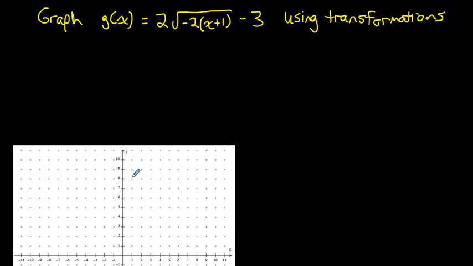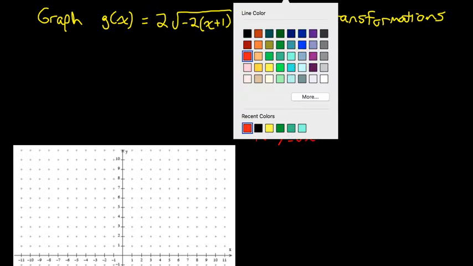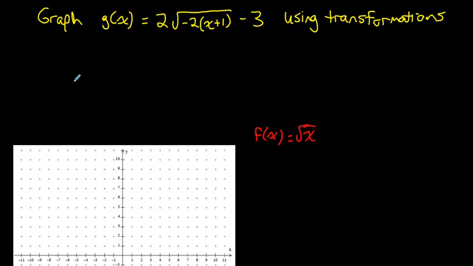So let's do a quick transformations question for a radical function. So we have g at x is equal to 2 times the square root of -2 times x plus 1, minus 3. So basically we had the parent function, I'm going to call it f at x. We had the parent function root x. And then a bunch of transformations were done to this parent function of root x. What transformations have happened? Let's start by listing out really quickly those transformations.